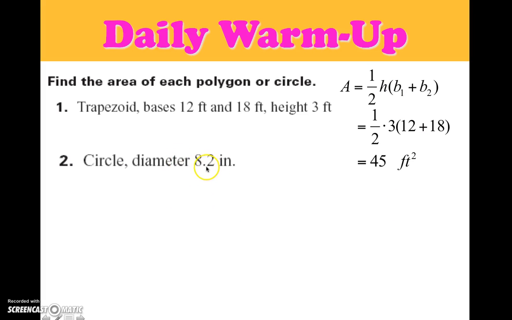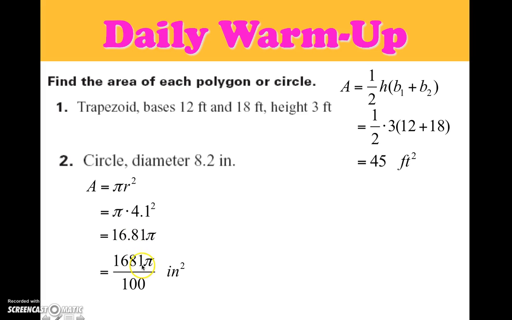Circle, diameter 8.2 inches, which obviously means the radius is 4.1. Here's our formula. Plug away. Here's your answer. Remember, we don't like decimals with our pi, so let's turn that into a fraction. This is the hundredths place, so we're going to put it over 100. So much better looking.